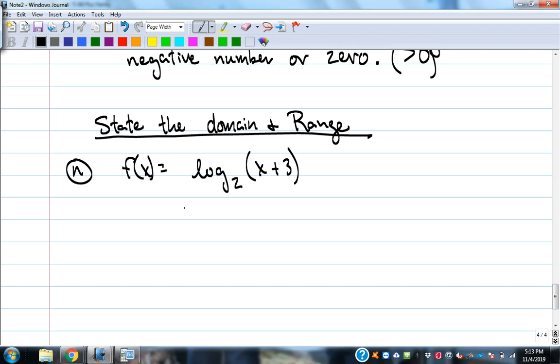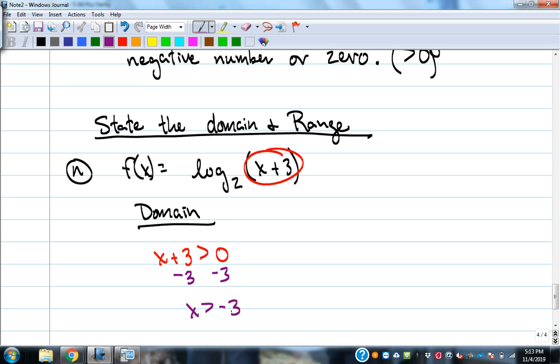So when we go to find the domain, what we're going to do is take what we're taking the log of, so this stuff, x plus 3, and set it greater than 0, because that's the only kind of numbers that we can take the log base 2 of, are numbers that are greater than 0. We can never take the log of 0 or a negative number. Okay, so we set that up and we solve it. So x has got to be greater than negative 3. So the domain would be from negative 3 to infinity for this particular one.